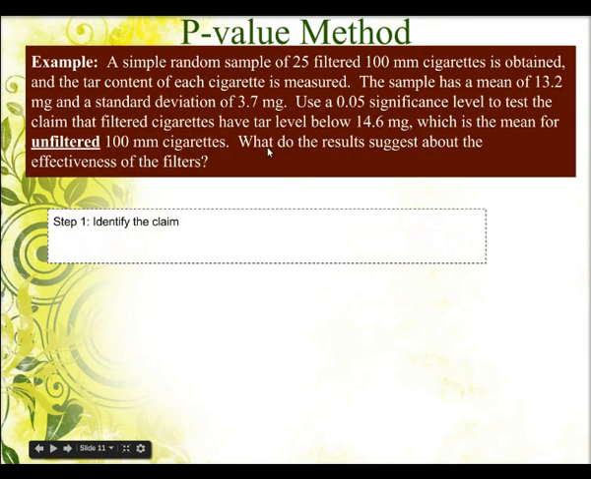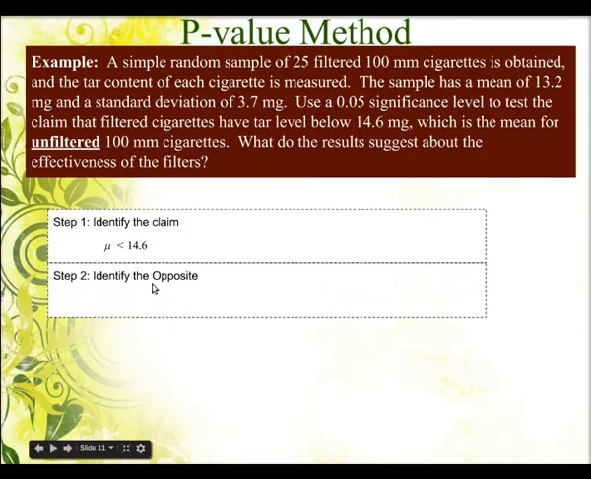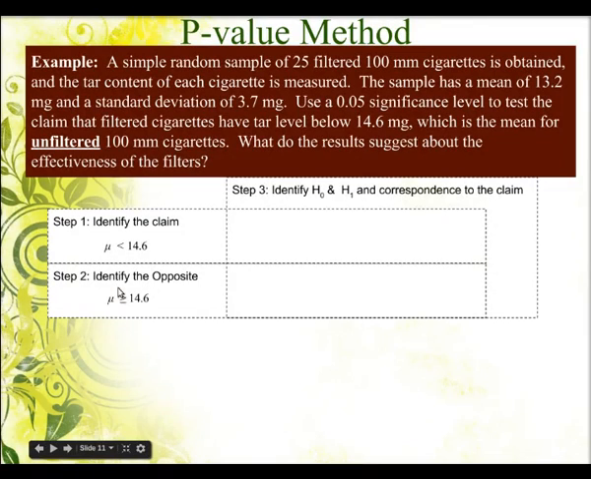So first of all, identifying the claim, we want to test the claim that filtered cigarettes have a tar level below 14.6. So that is, the mean will be less than 14.6. The opposite of less than is greater than or equal to. Now to identify the null hypothesis, think about which one has the equal to sign in it, in this case the opposite. So that means our claim will correspond to the alternative hypothesis, and our opposite will correspond to the null hypothesis.